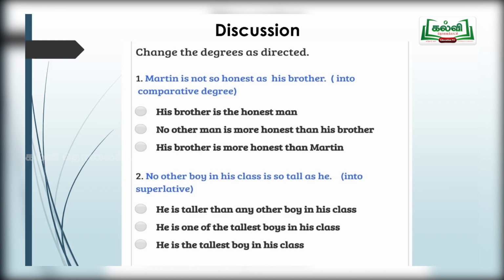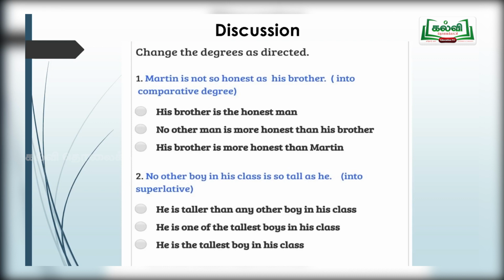Okay. So, Martin is not so honest as his brother. Explain again how you have to find out. Find out whether the question belongs to rule 1, rule 2 or rule 3. Find out the sign words. This question has the word not, so it belongs to rule 3. It does not have superlative degree.